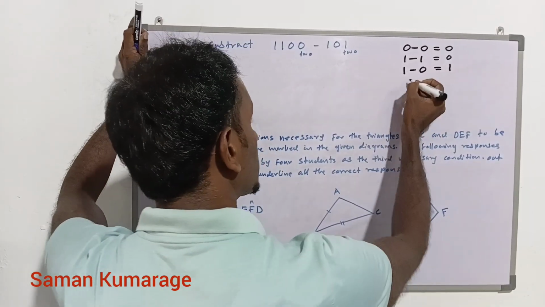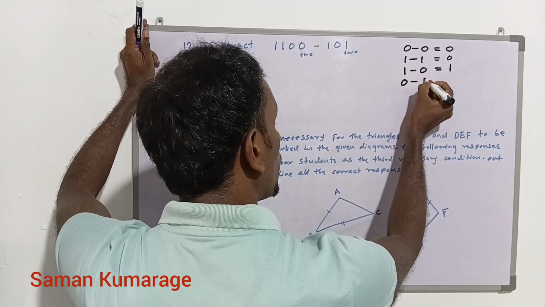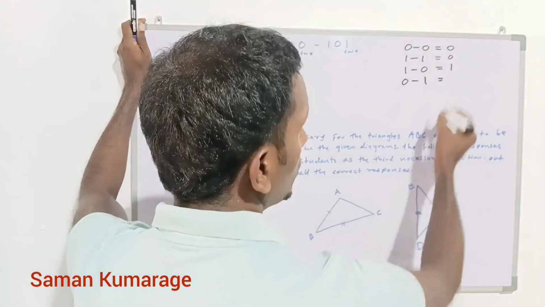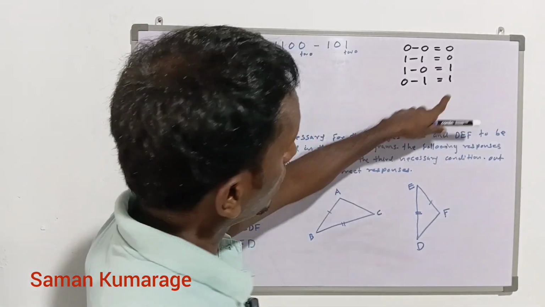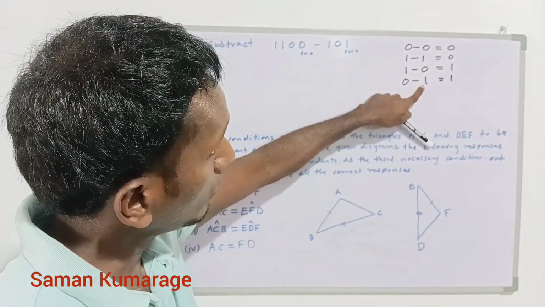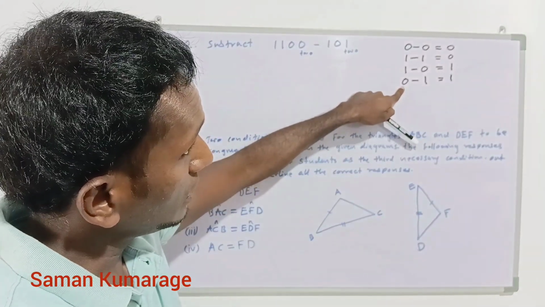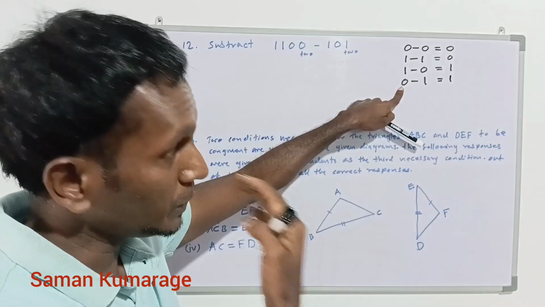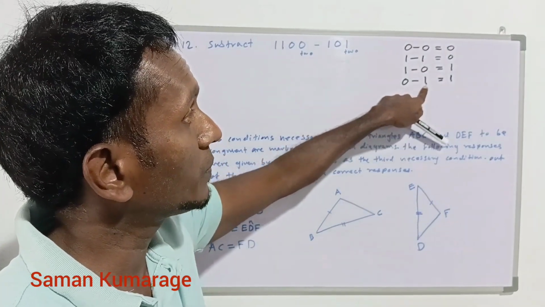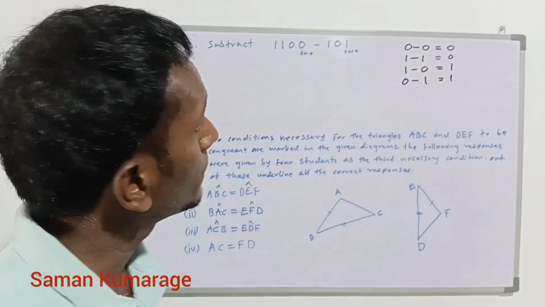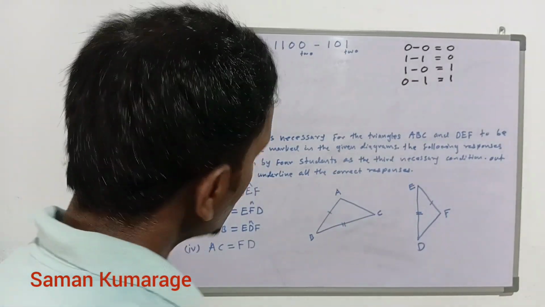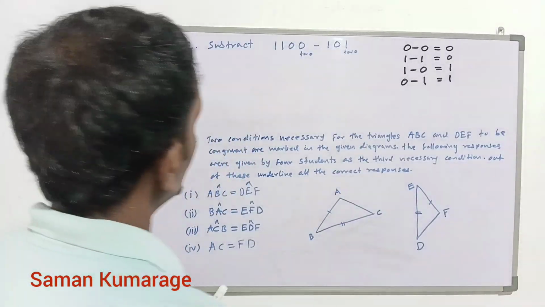If you subtract 1 from 0, then also it is equal to 1. Because for this we know that we cannot subtract 1 from 0. Therefore we need to borrow 1 from the other, then it becomes 2. And when you subtract 1 from 2, it becomes 1. So using these subtraction rules, we can subtract these base 2 numbers.